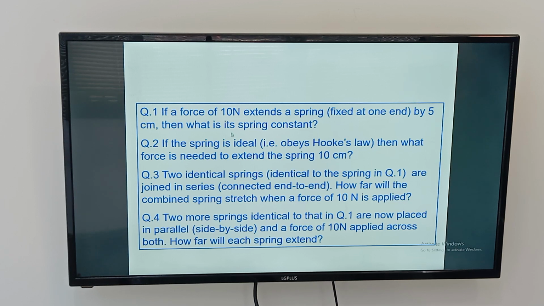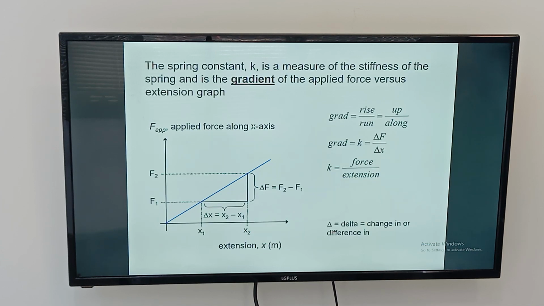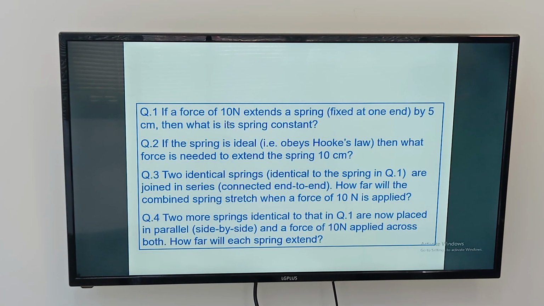So, you have this question here. If a force of 10 Newton extends a spring fixed on one end by 5 centimeters, then what is the spring constant? As you can see in this question, what they want is the spring constant. If we go back to this rule of the spring constant, it is the force divided by the extension. We have here the force of 10 Newton. We're going to divide it by the extension, which is 5 centimeters.